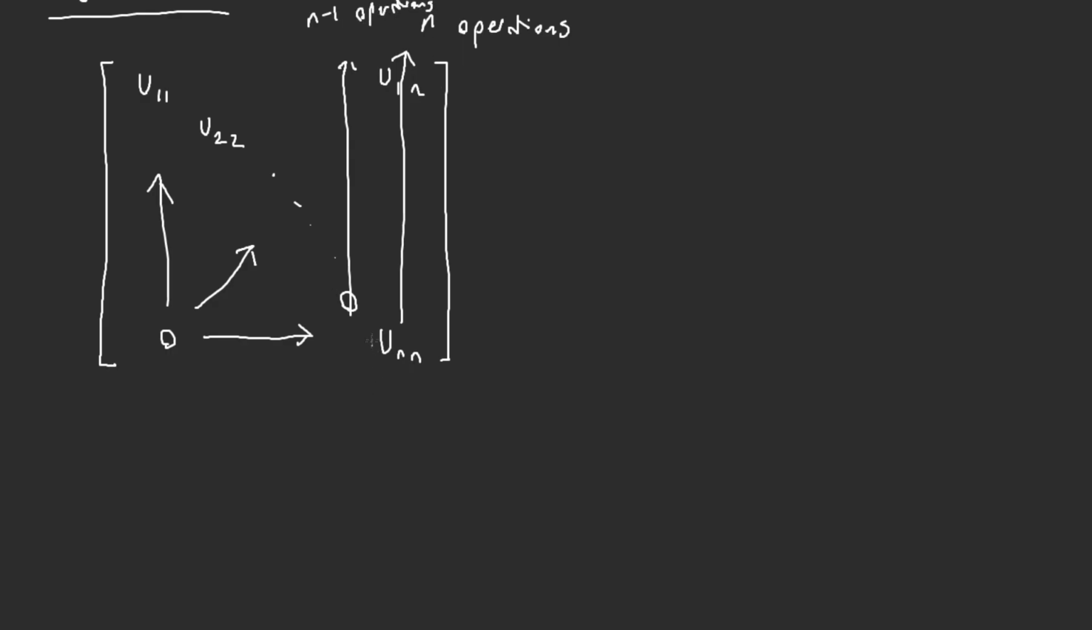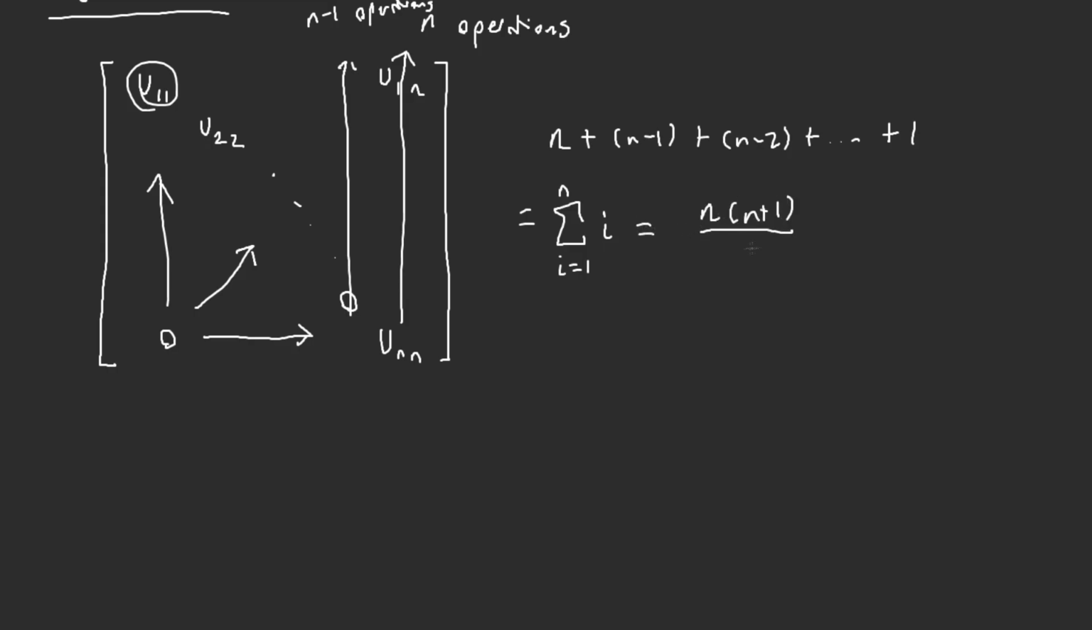And so hopefully you see the pattern. We're doing this for every single column, and so when we're going backwards, it's going to be n operations plus n-1 plus n-2 plus, and then we're going to end on a 1, which is just to divide this entry by u_11 to get a 1 in the pivot. Now again, this is just the sum of the first n integers. So this is the sum from i equals 1 to n of i, and we saw that this is just n times n plus 1 over 2.